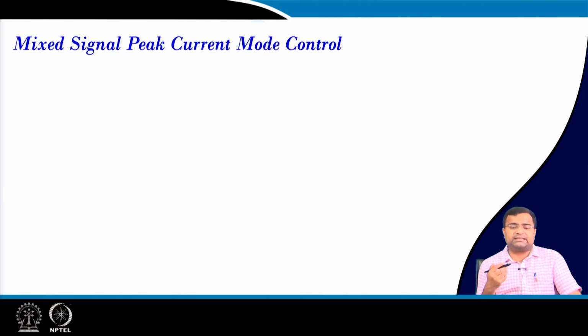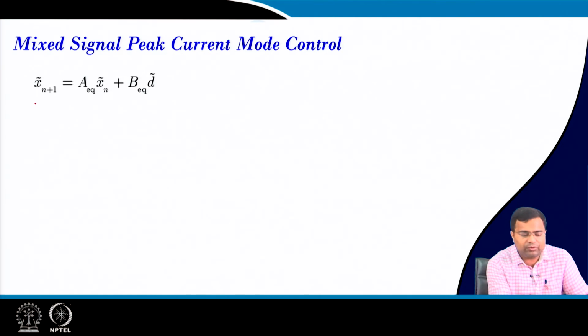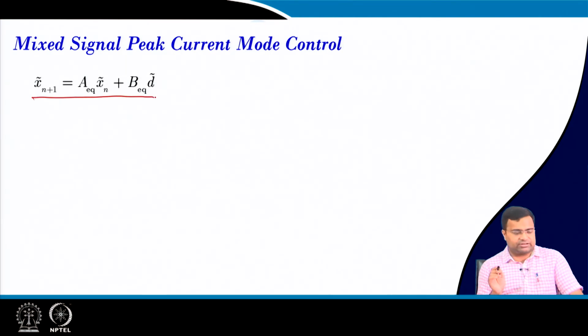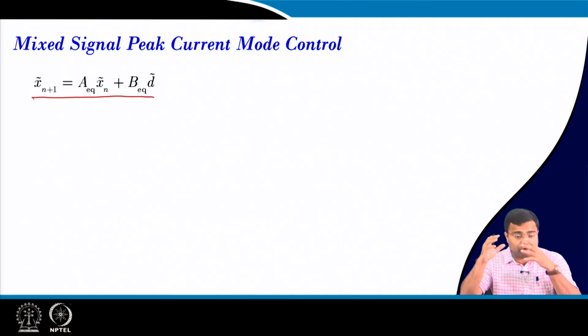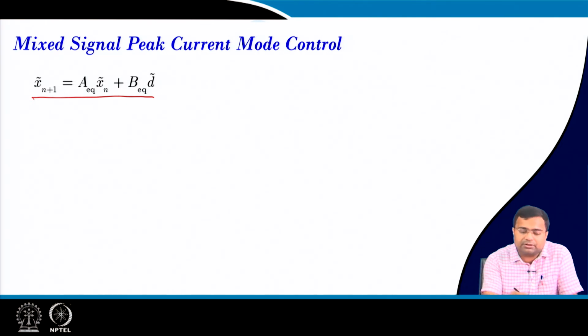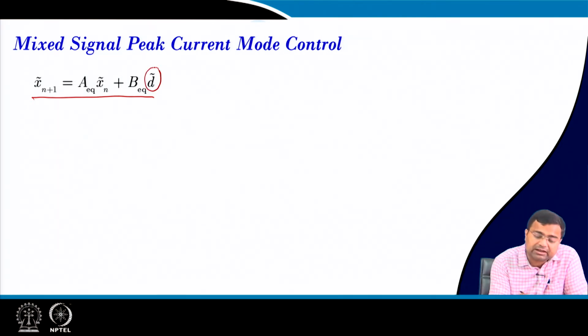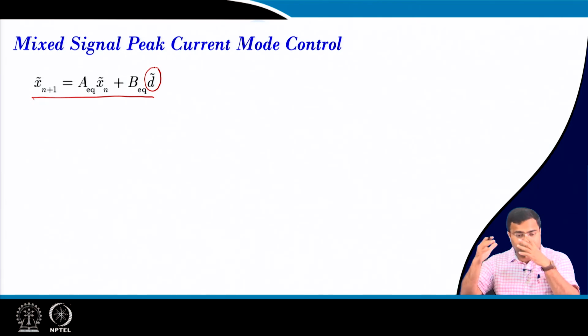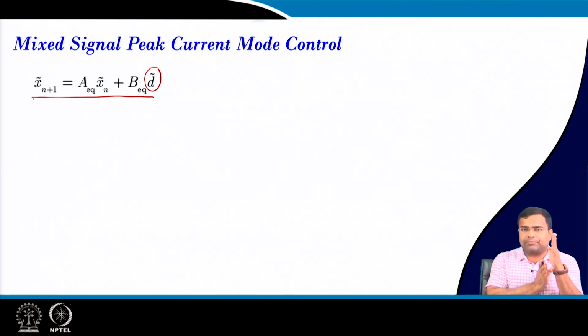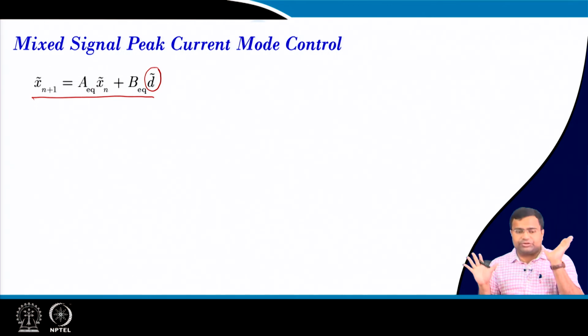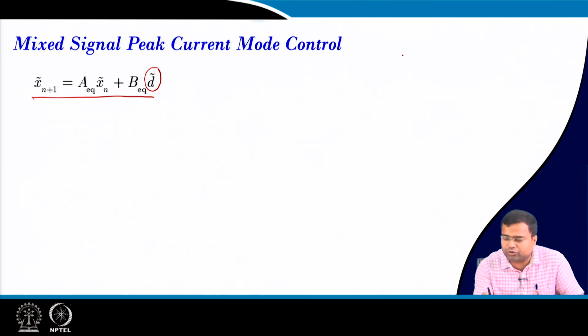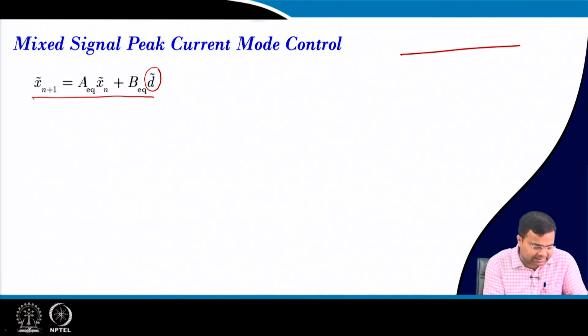Similarly, if you take the mixed signal peak current mode control, we can start with the very fundamental equation, that is the perturb model, but in current mode the difference is that the generation of the duty ratio is different. In voltage mode, the duty ratio is generated from the controller: the output of the controller is compared with the sawtooth waveform and that generates the duty ratio. But in case of current mode control, it is not like that.